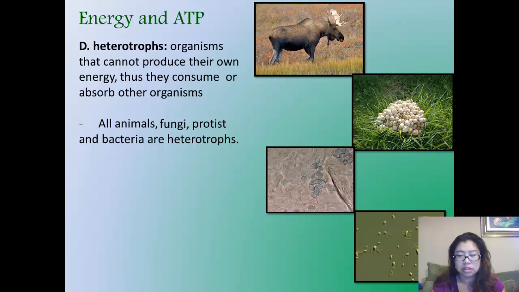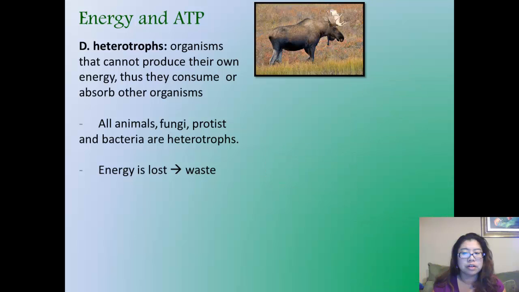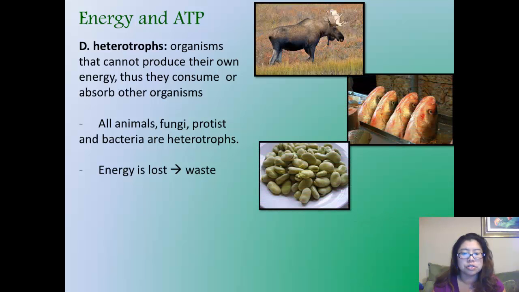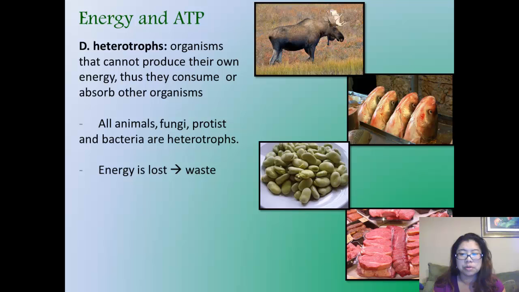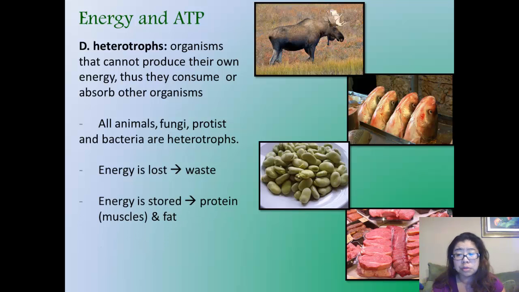You can tell this is a still picture of bacteria moving around, and they look like they have tails on them. They're actually their flagella, which allow them to move around. So in heterotrophs, energy is lost through their waste, as potential waste. There also is energy stored in protein, such as fish, beans, and part of the legume family, or meat.